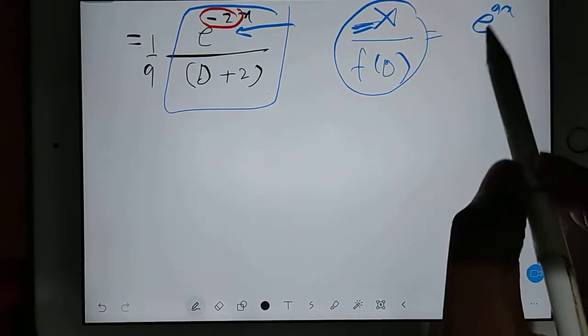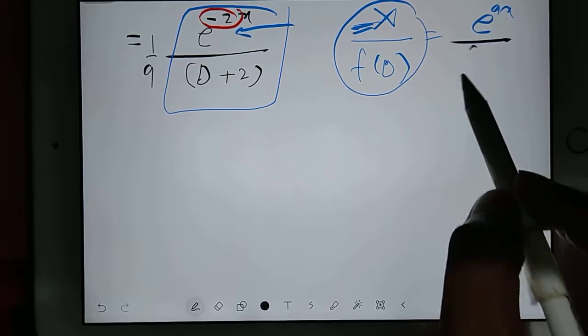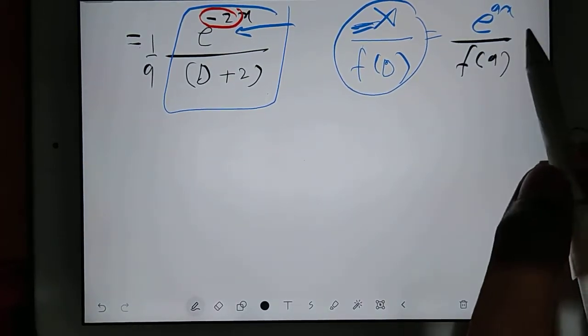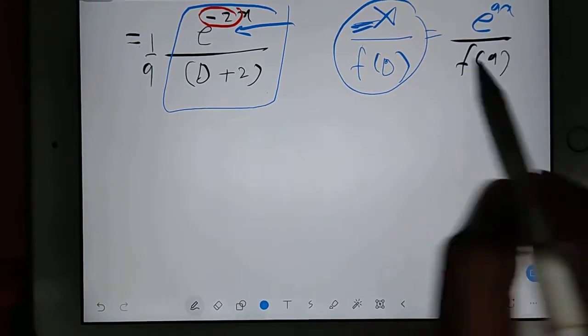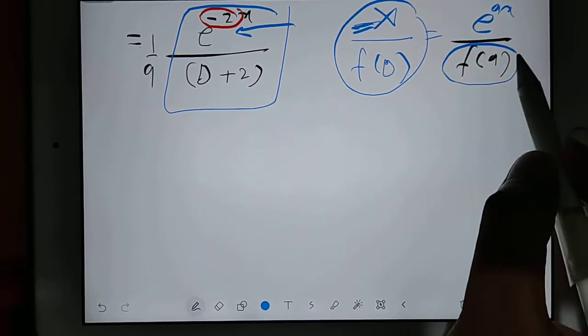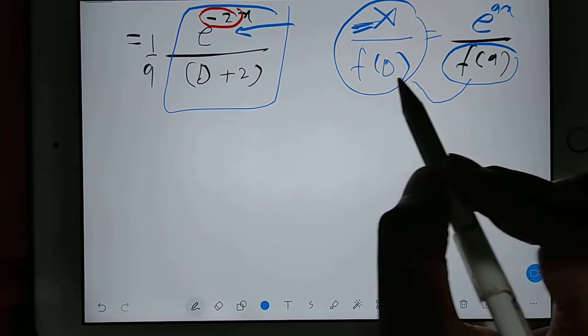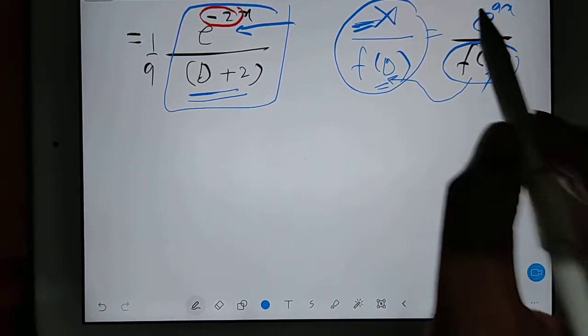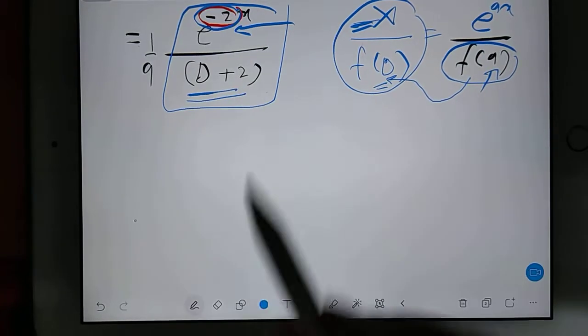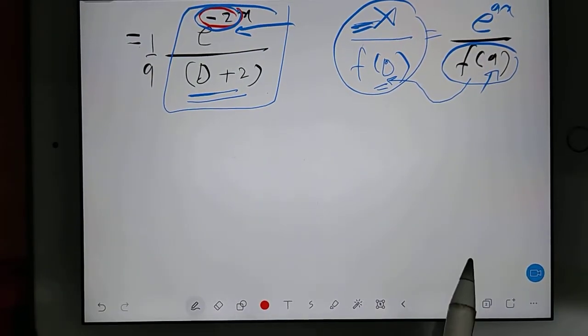So now e power ax formula is 1 by f(a), right? So right now what is your f(a) here? You have to find out the f(a) value. F(a), how can you find out? If you know f(D). Do we know f(D)? Yes, we know f(D). So do you know a also? Yes, we know our a value. A value is -2. But there is a problem.